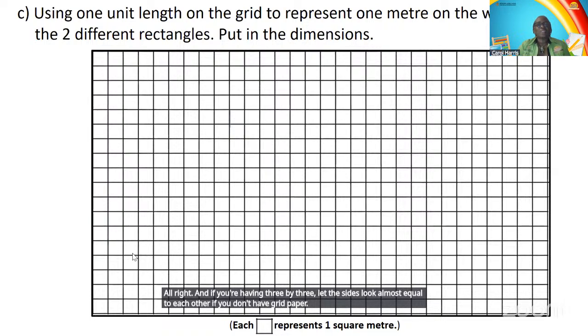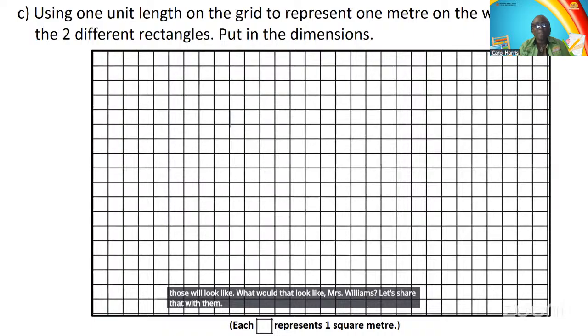So we're asked to use 1 unit length on the grid to represent 1 meter on the wall. We want to draw the 2 different rectangles and put in the dimensions. So let's see what those 2, using our 9, will look like. What would that look like, Mrs. Williams? Let's share that with them.